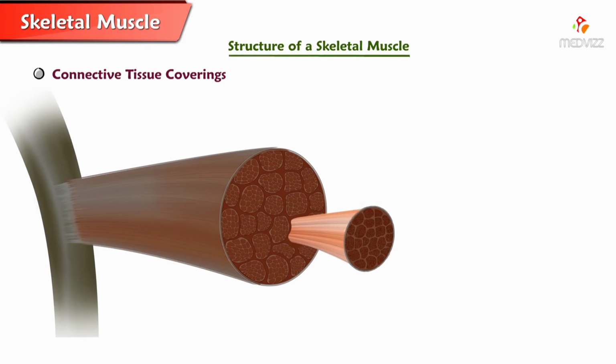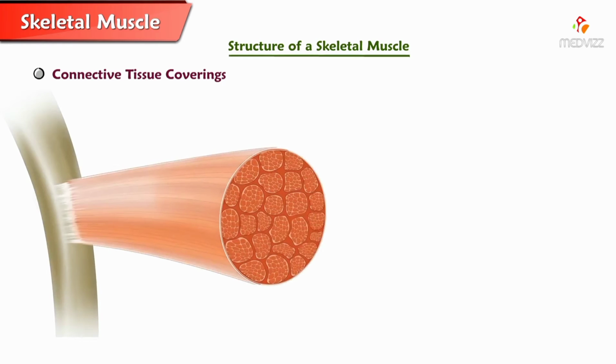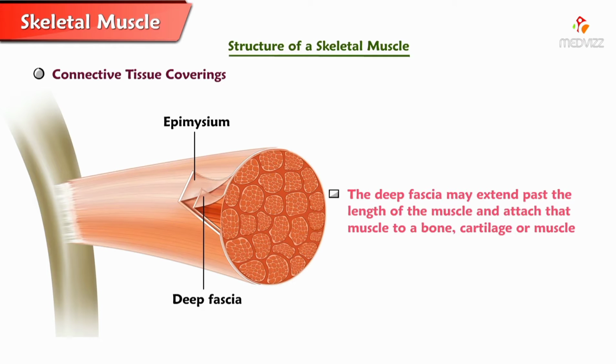Many fascicles are bundled together to form a skeletal muscle. Each skeletal muscle is covered by a third layer of dense connective tissue called epimysium. Each skeletal muscle is then covered by a fourth, very tough fibrous layer of connective tissue called deep fascia. The deep fascia may extend past the length of the muscle and attach that muscle to a bone, cartilage, or muscle.